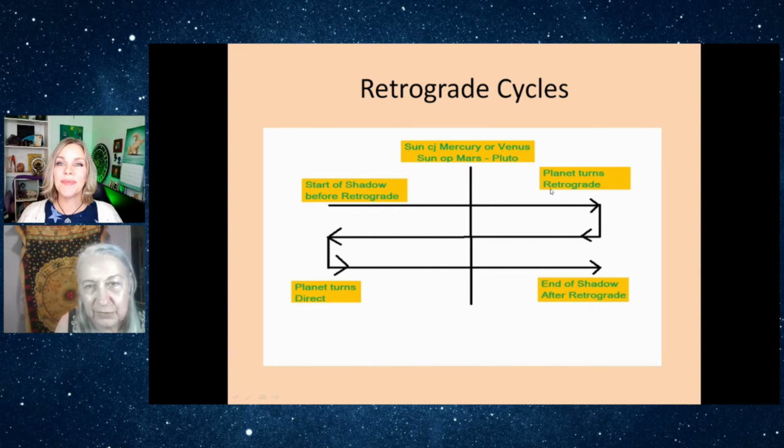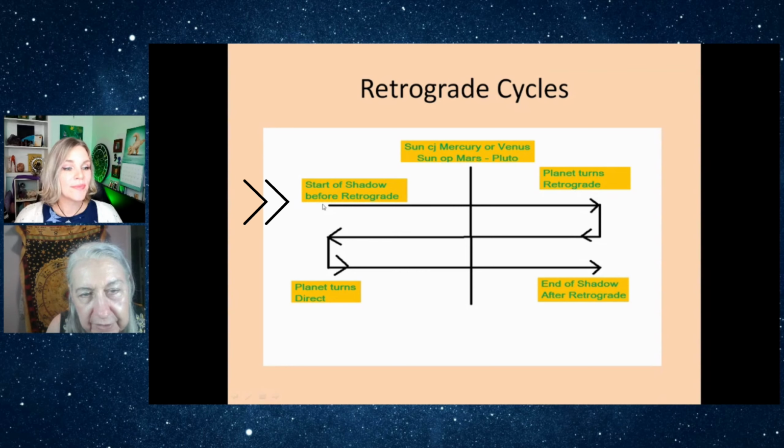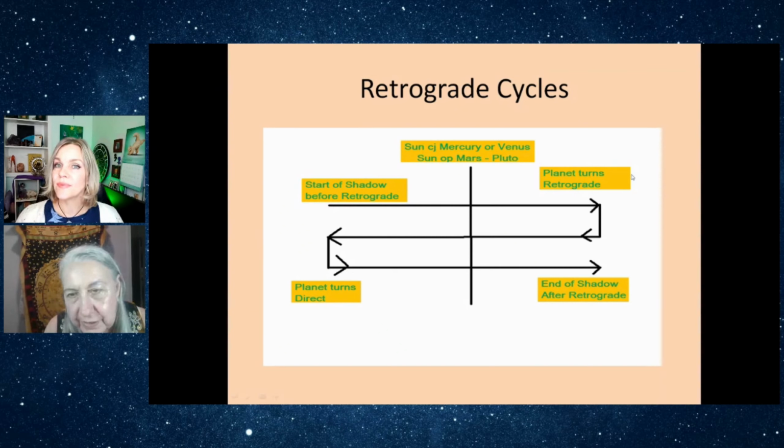Okay, the first thing we're going to do is talk about what in the world is this whole bit about retrograde cycles. There's what we call a shadow period. You can see on the left here, start of shadow before the retrograde. This is the start of the retrograde degrees, before the planet turns retrograde. This applies to all retrogrades, not just Mercury. When we get over here, we're at the point where the planet appears to turn around.